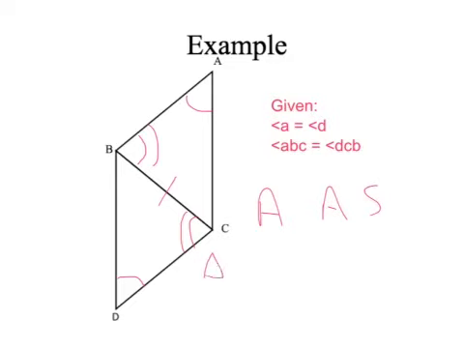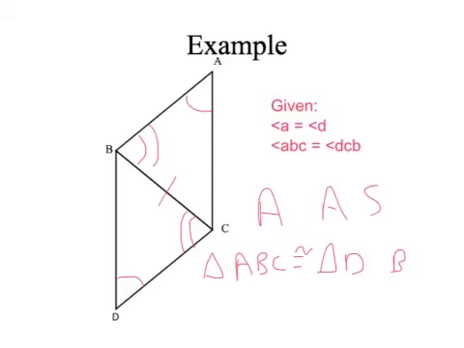I can say triangle ABC is congruent to triangle... A matches with D. We already said A is equal to D, so I put a D first. B would be equal to C. They have two marks on them. So I put a C here. And then the angle that's left in the top is C. C is going to match with B in the bottom triangle. So triangle ABC is congruent to triangle DCB by angle-angle-side.